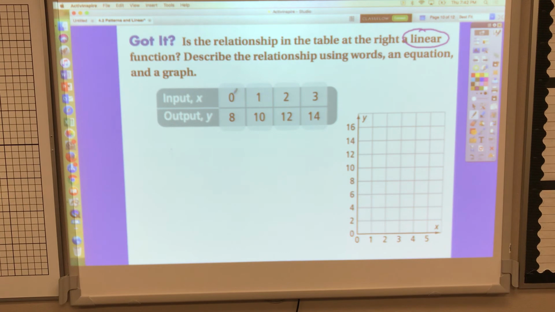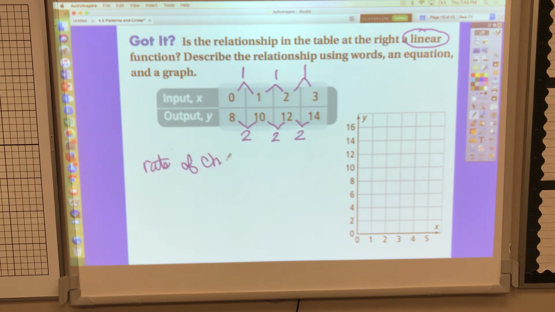So I'm going to look at my inputs and my outputs. And I always check the output first. From 8 to 10 is 2. From 10 to 12 is 2. From 12 to 14 is 2. So that output is constant. When I look at my inputs, from 0 to 1 is 1. From 1 to 2 is 1. From 2 to 3 is 1. Okay, so there is a constant rate of change.